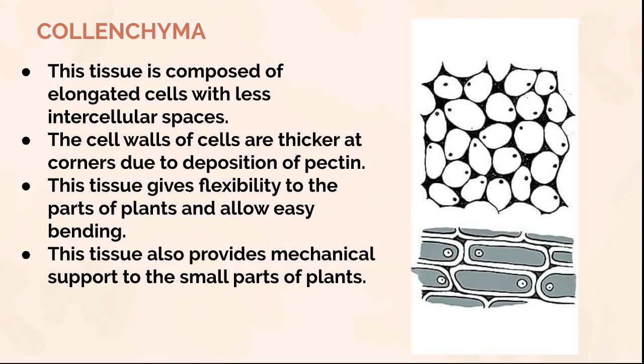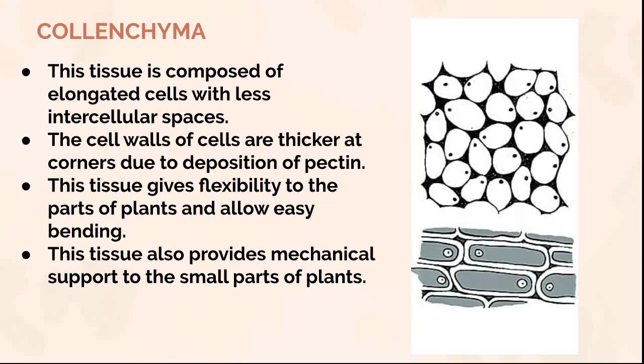The major function of this tissue is to provide the flexibility to the plants. Now, students, when we pull down the branch, and after some time when we release it, the branch goes back to its position. Now, who is helping it to gain its position is collenchyma. This tissue provides flexibility. Its other function is that it provides mechanical support.